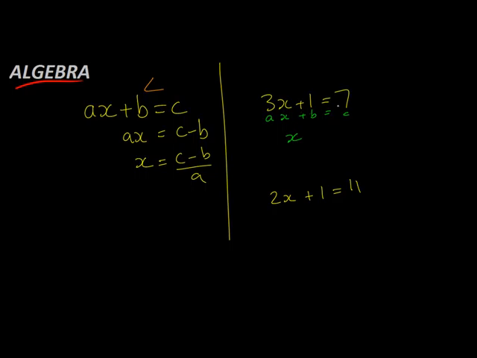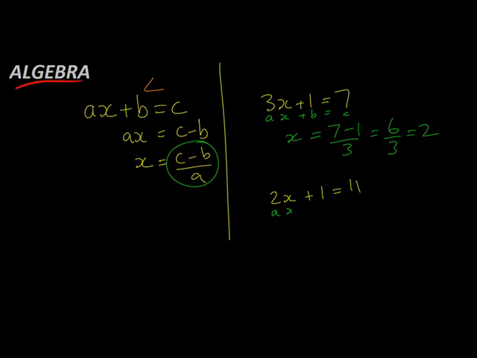ax plus b is equal to c, 3x plus 1 is equal to 7. So x is equal to, I'm looking here, c minus b divided by a. c is 7, minus b, which is minus 1, divided by a, which is divided by 3. 7 take 1 is 6 over 3, which is 2. So you just sort of rearrange it in one shot, so to speak.